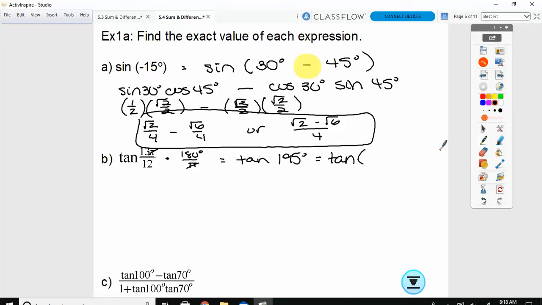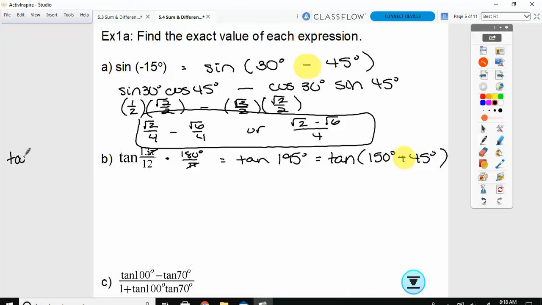Two angles from my unit circle that add or subtract to 195. If you need to, you should have a copy of the unit circle you could pull out and look at. 150 and 45. Okay.